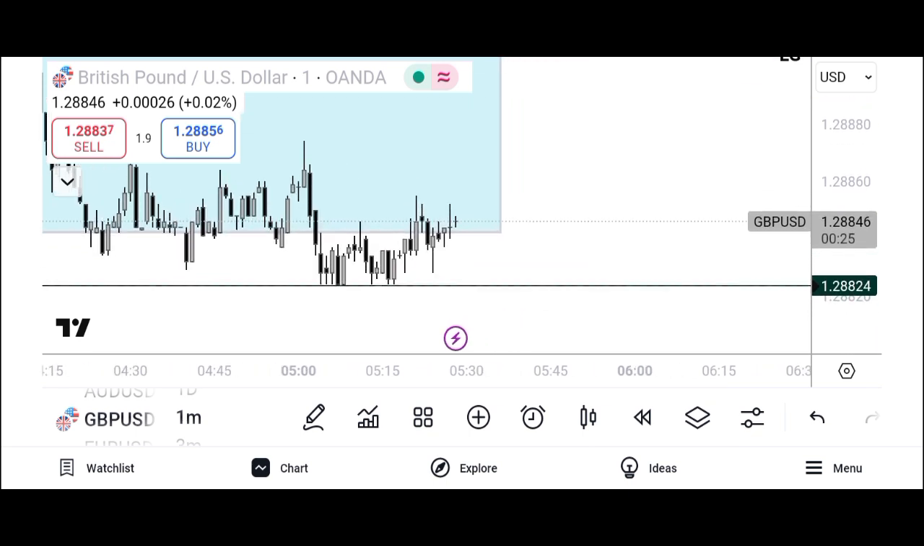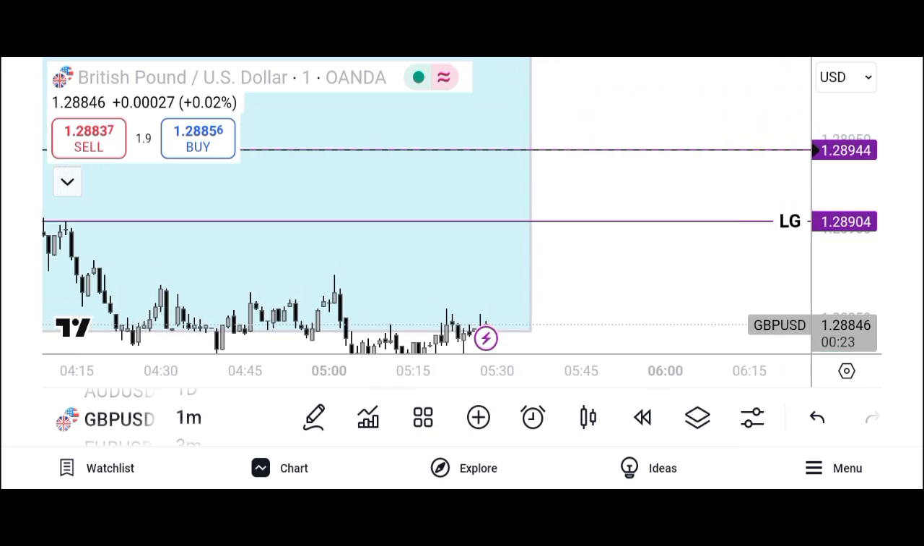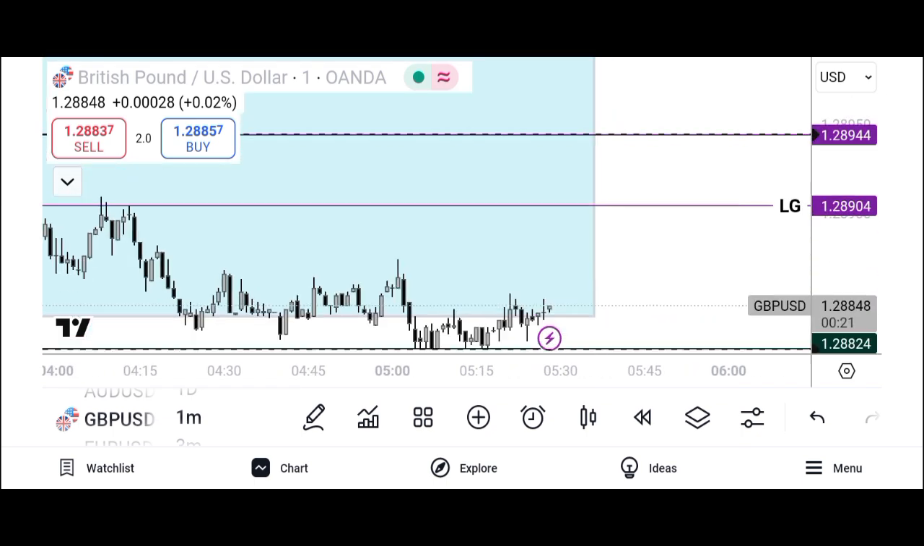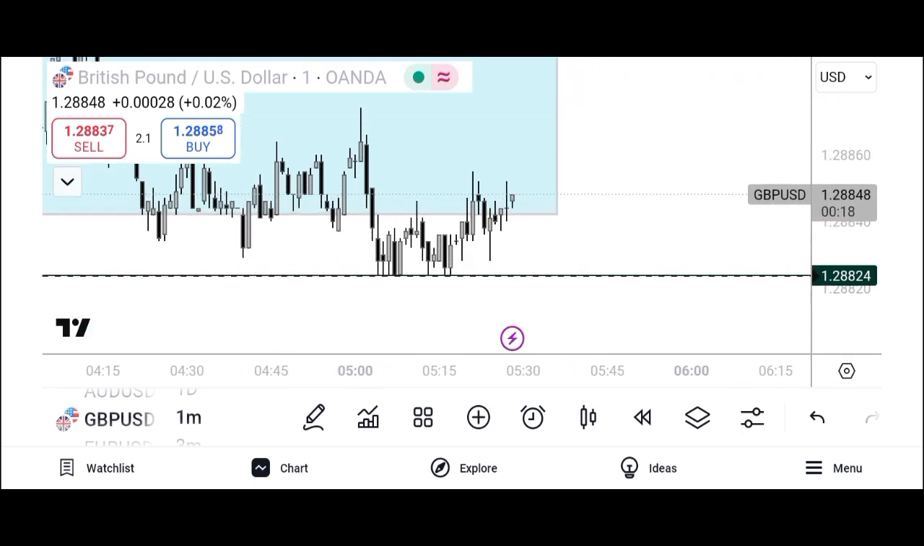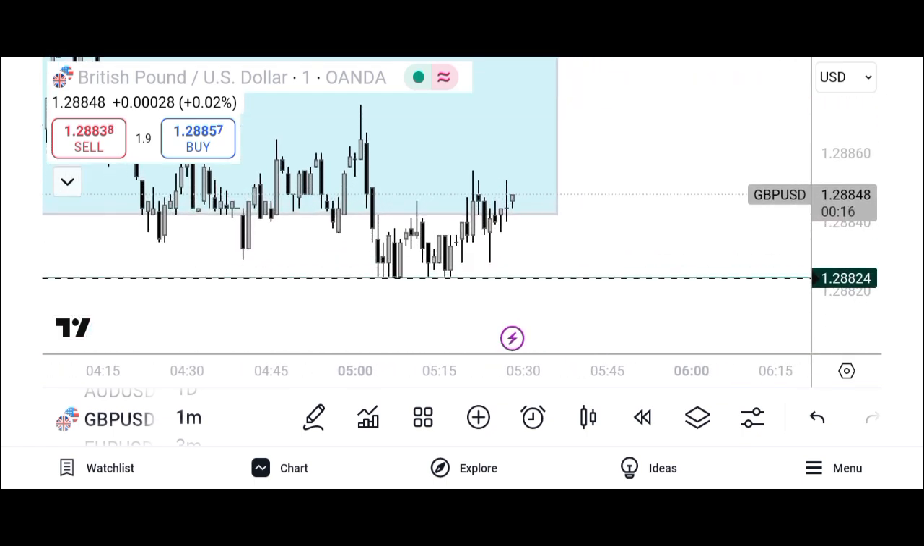So wait for this low to be taken. Yeah, it hasn't been taken yet. Price came, kissed it, and still didn't touch it. So I'm gonna wait for this low to be taken, right? And wait for price to retrace back to our area.